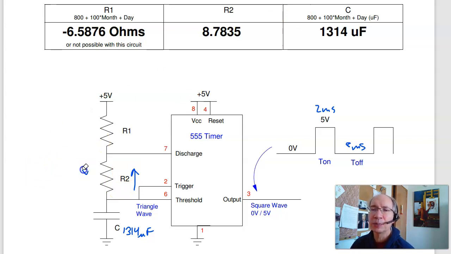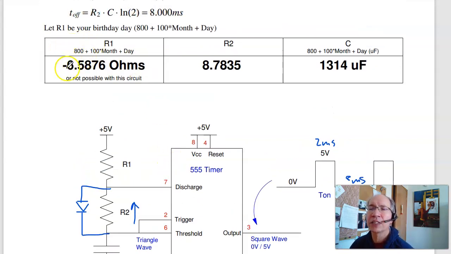It is doable though. I need a different circuit. And to do that, I simply do this. Add a diode at that point. I now charge through R1. That sets the on time. I discharge through R2. That sets the off time. But that's a different circuit, so either answer is acceptable. Negative resistance, or just simply state not possible with this circuit.